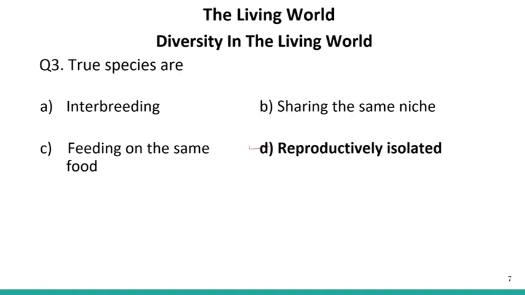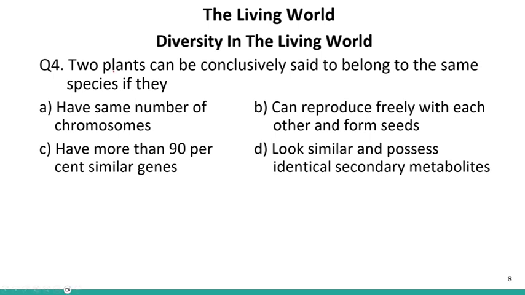Option D. The next question is, two plants can conclusively be said to belong to the same species if they, options are have same number of chromosomes, can reproduce freely with each other and form seeds. If they can reproduce freely with each other, they belong to the same species.